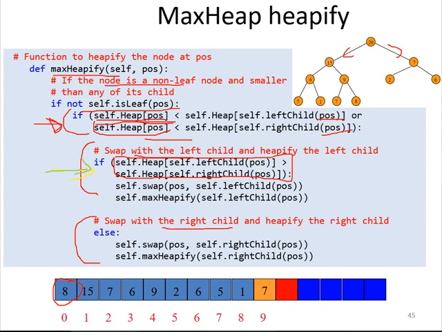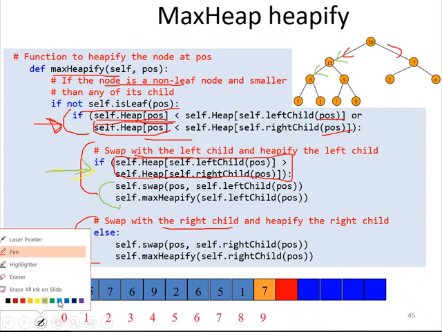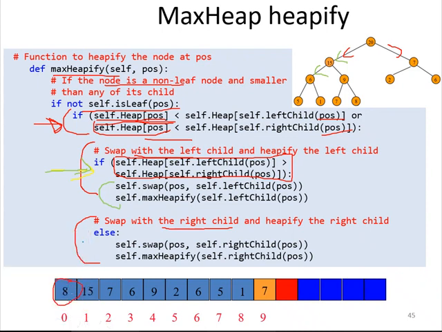So if it goes left, it would do this. If it is to go right, it would perform this one, going down. So that is the operation of the max heap and the heapifier.